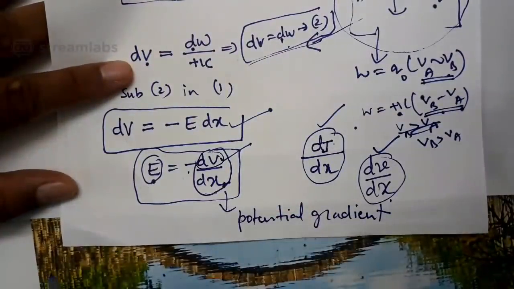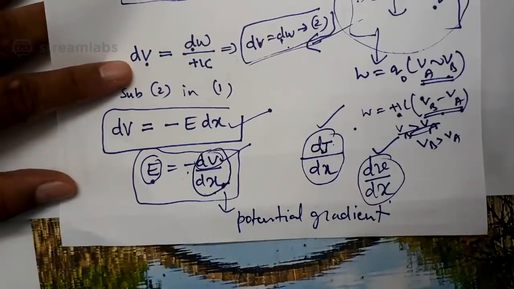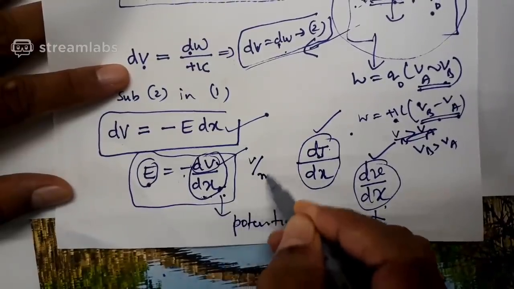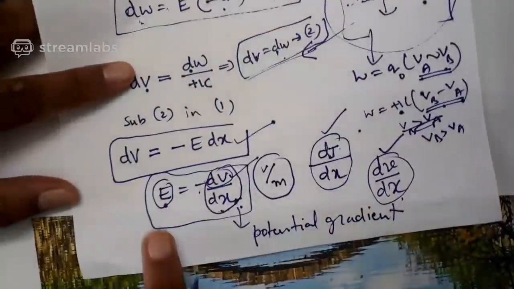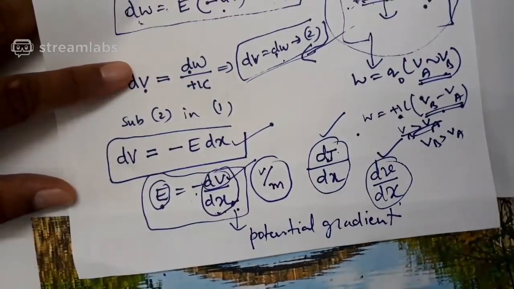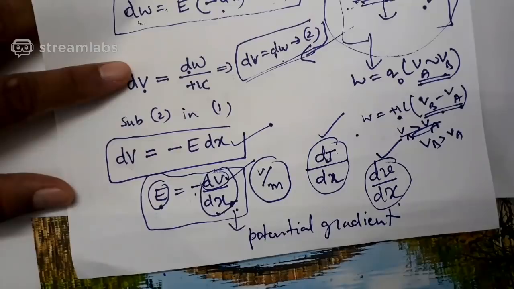What is the unit of potential difference? Should be volt only, no? When the unit of potential is volt, potential difference should also be volt. Correct? So the unit of potential difference is volt. What is the unit of distance? Meter. So volt per meter is one more unit of electric intensity. I think you got the point.